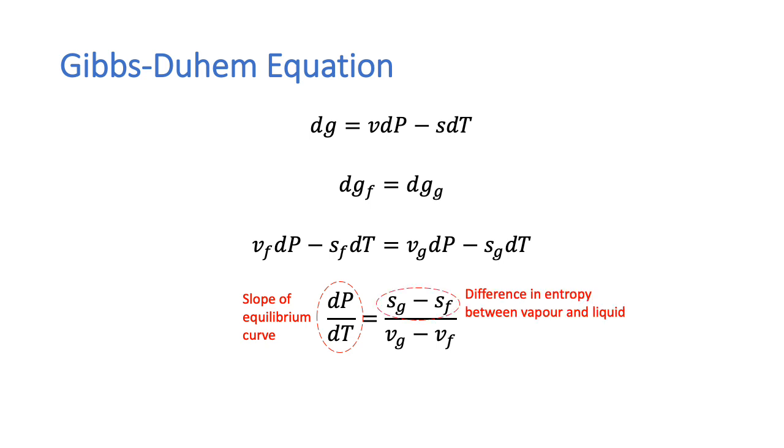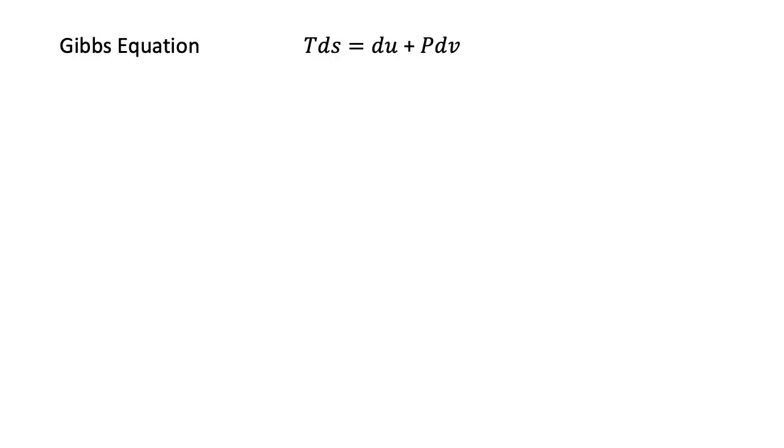Sg minus Sf is the difference in entropy between the vapor and the liquid. And this is something that we don't know as yet how to calculate. We can use the Gibbs equation to calculate changes in entropy. The Gibbs equation is that TdS is equal to dU plus PdV. Now we want to relate the change in entropy to the change in enthalpy, as we will see very soon that that is much easier to work with.